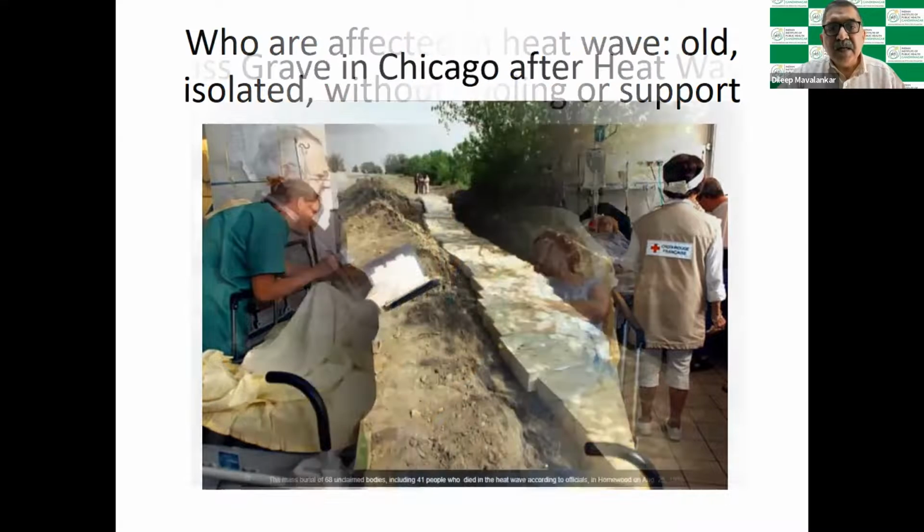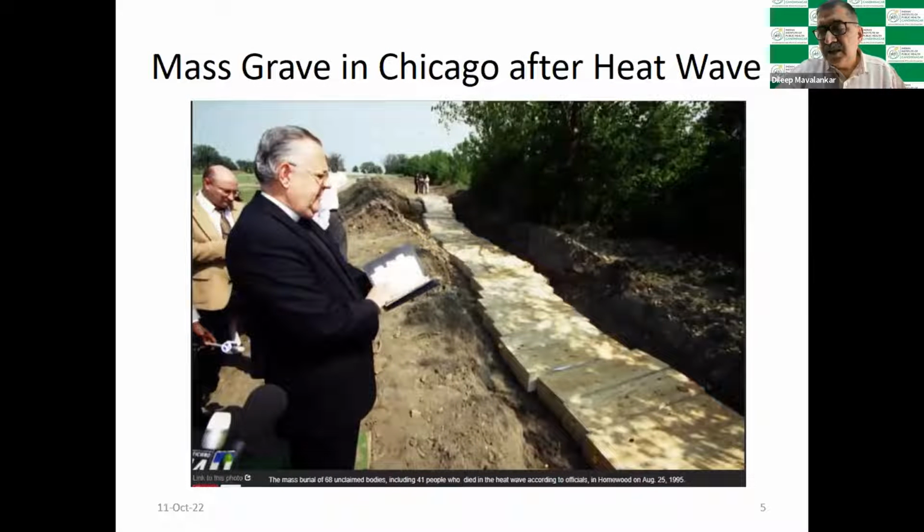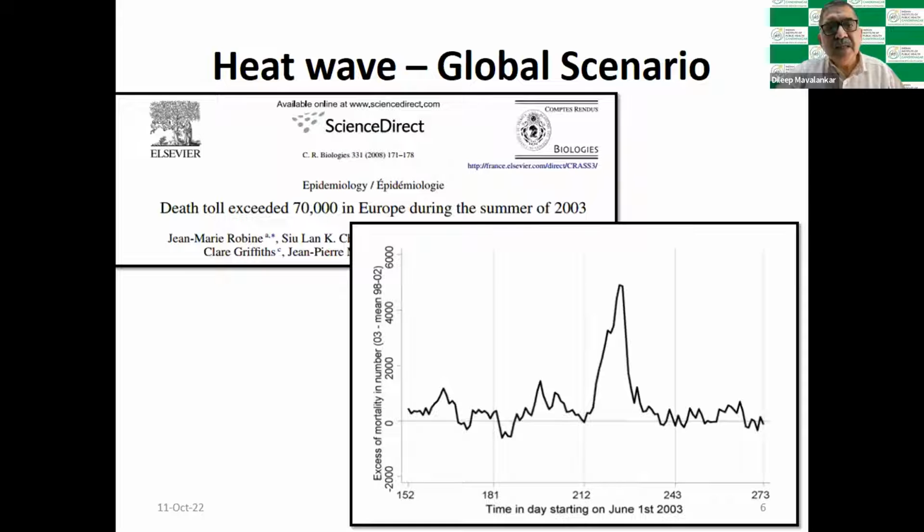And as a result, after that week, Chicago had to develop mass graves because so many people died who were unidentified, whose relatives were not traced. They had to dig a mass grave and bury all of them. So this was in some sense the first major heat-related emergency recorded in the Western world. Following that, in 2003, there was a major heat wave in Europe.